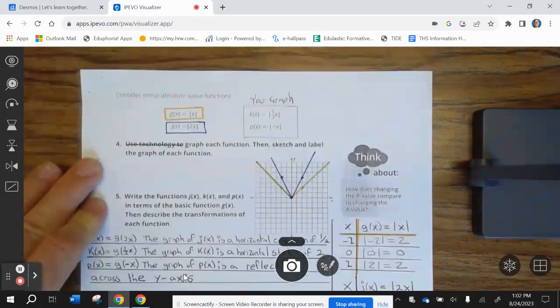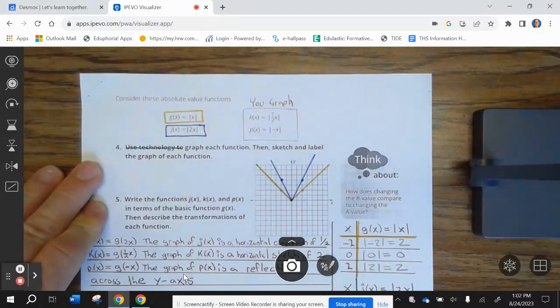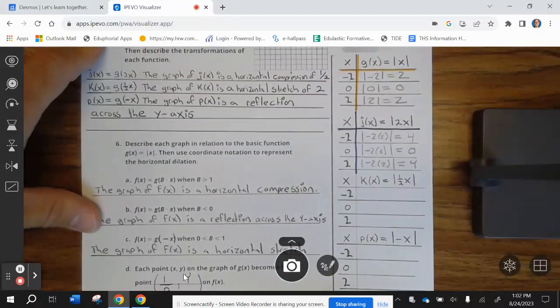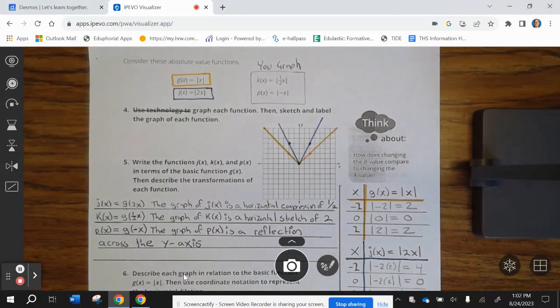All right. You graph k of x and p of x. Okay. And I provided that information to graph here and here. Okay. Now, number 5, write the function j of x, k of x, and p of x in terms of the basic function g of x. Then describe the transformations of each function.